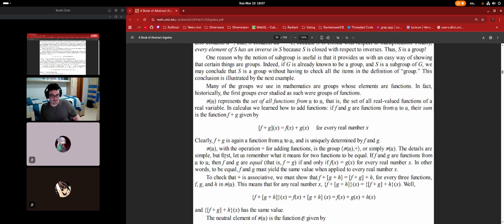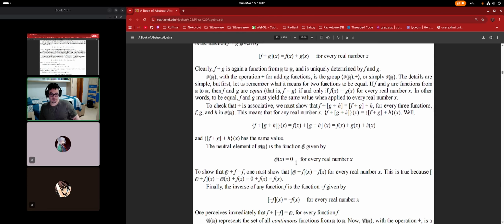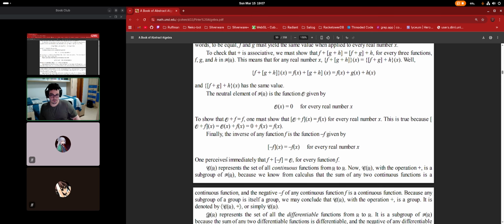Of course. And we're going to say that this is the definition of plus we're going to use. So the sum of two functions is the sum of their respective applications for the same number x. And then we're going to say that the functions f and g are equal if this holds for every number that we are looking at. And then we have to check the associativity, and there's also the neutral element. And the inverse of every function is given by this notation.